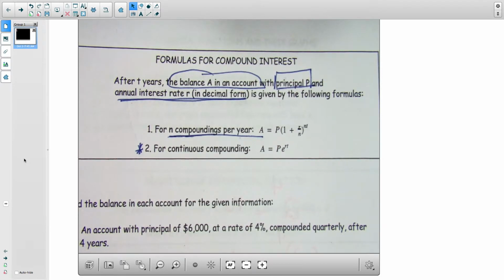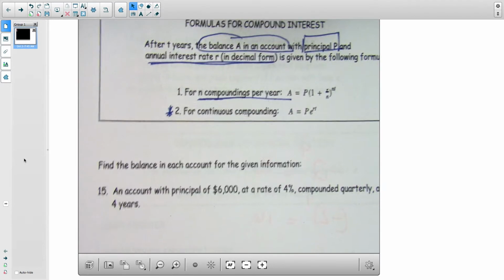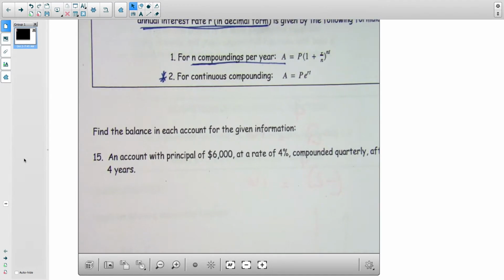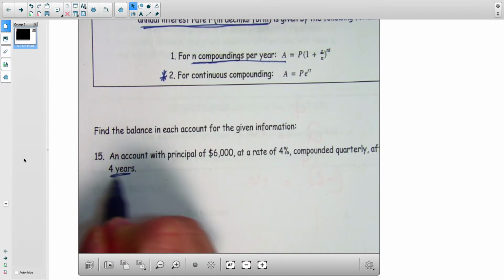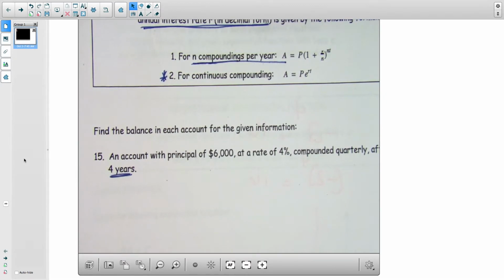And in this last example, we're going to look at putting 6% in the bank, compounded quarterly. We're going to figure out how much we're going to have at the end of 4 years. Then we're going to turn around and do the same thing, only compounded continuously, to show the difference of what it makes.